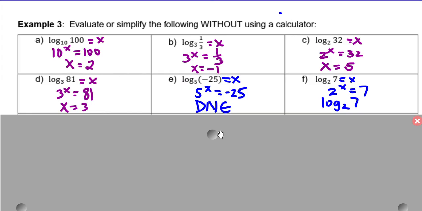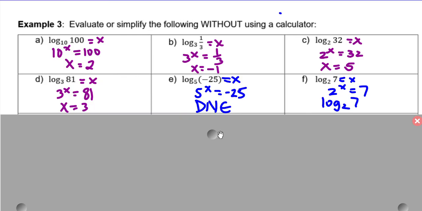F, log base 2 of 7 is equal to x, converted to exponential: 2 to the x is equal to 7. Now, we can't solve this because there's no whole number that we know. 2 to a whole number is not equal to 7. So unless we have our graphing calculator, we cannot continue, so we have to leave this as log base 2 of 7. If we did have a graphing calculator, we would substitute this in and find a decimal approximation.